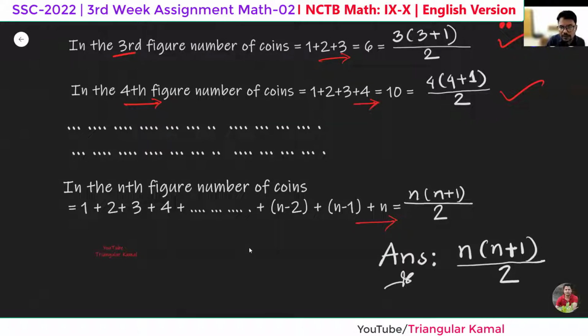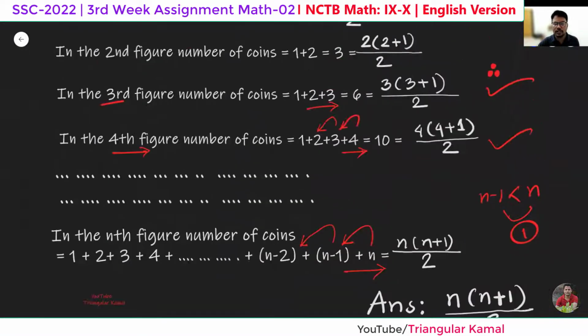Now, if this number is 4, the previous one will be minus 1. If this number is 3, the previous one will be minus 1. So if this number is n, the previous one will be n minus 1, and the one before that will be n minus 2. Here n minus 1 is smaller than n, and the difference is 1. So from left to right the order is increasing, and from right to left it is decreasing. But the total sum follows n times n plus 1 divided by 2. So in the nth figure, the number of coins will be n times n plus 1 divided by 2. This is our answer.